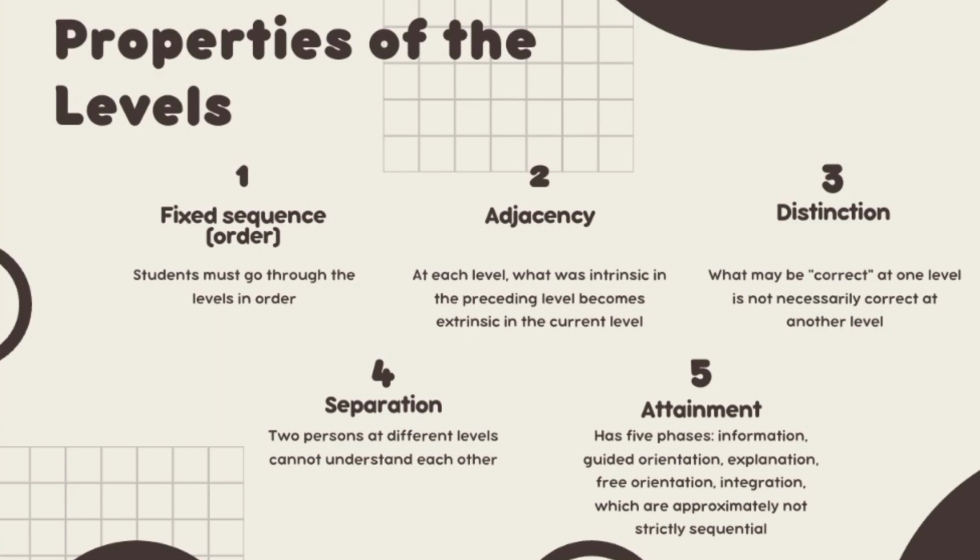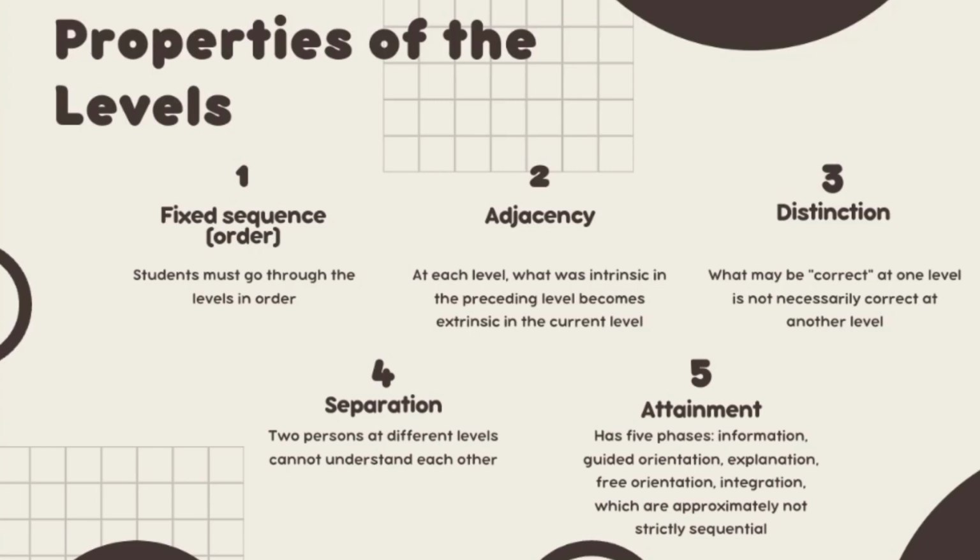In fixed sequence, the levels are hierarchical. Students cannot skip a level. The Van Hieles claim that much of the difficulty experienced by geometry students is due to being taught at the deduction level when they have not yet achieved the abstraction level.